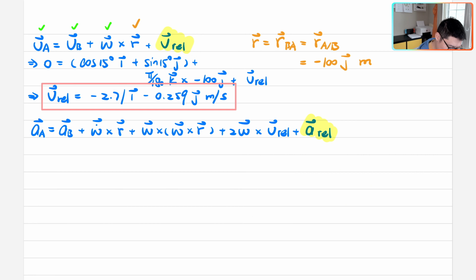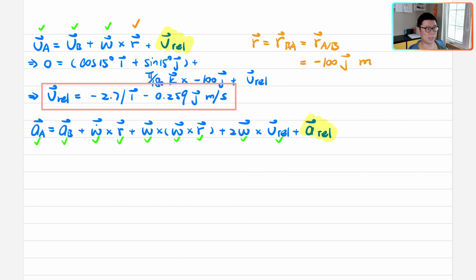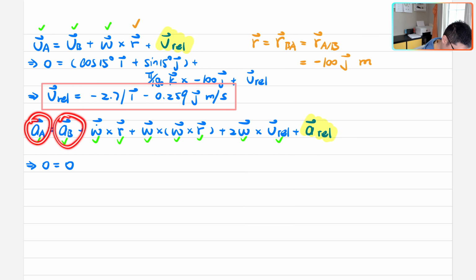Okay, let's check. Do we have everything? We have acceleration of A, which is 0, acceleration of B, which is 0. This is given, which is right here. Omega r is all given, and this is what we just calculated right here. The only thing missing in this case is a relative, which is the value that we want. Now, subbing the number here, 0 and 0 for these two, as stated in question.